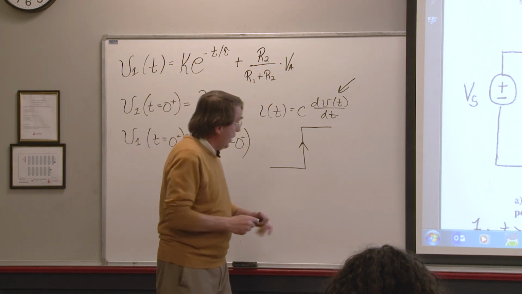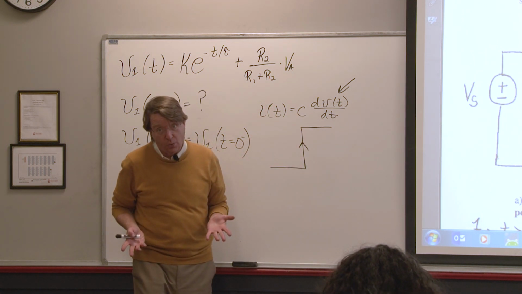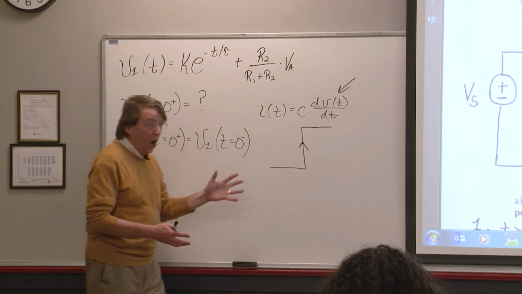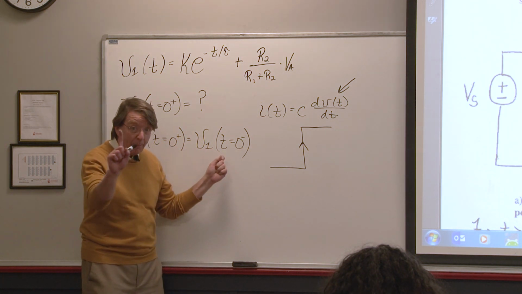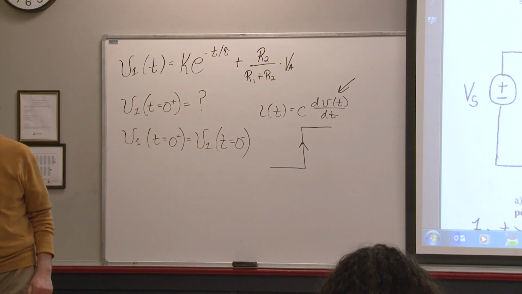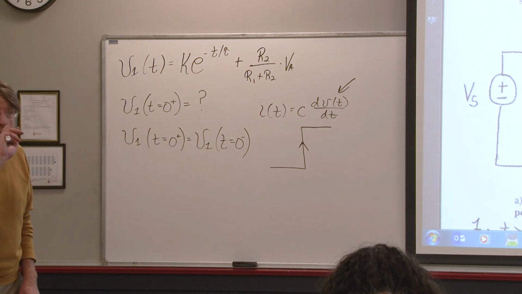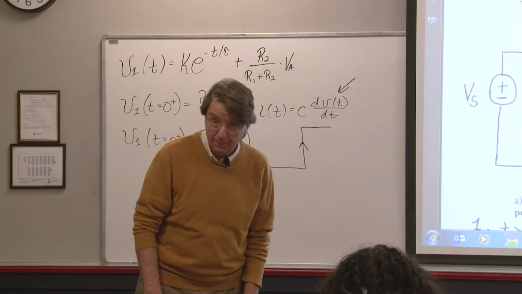Now, you don't have to know this. You don't have to know why. I think it's fun to know why. All I want you to know is the voltage at t equals 0 plus across a capacitor is the same as the voltage at t equals 0 minus across the capacitor. They're the same voltage. And the argument is if they weren't the same, we'd have a spike of infinite current. Okay.